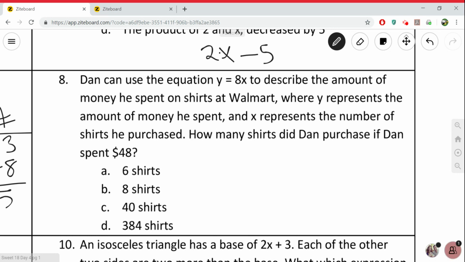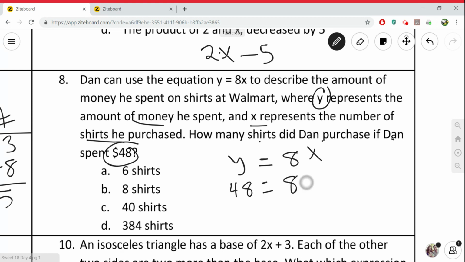Question 8 says, Dan can use the equation y equals 8x to describe the amount of money he spent on shirts at Walmart, where y is the amount of money and x is the shirts. So I've got y equals 8x. And y is money. How many shirts did Dan purchase if he spent $48? So the y should be 48 equals 8 times some number x.